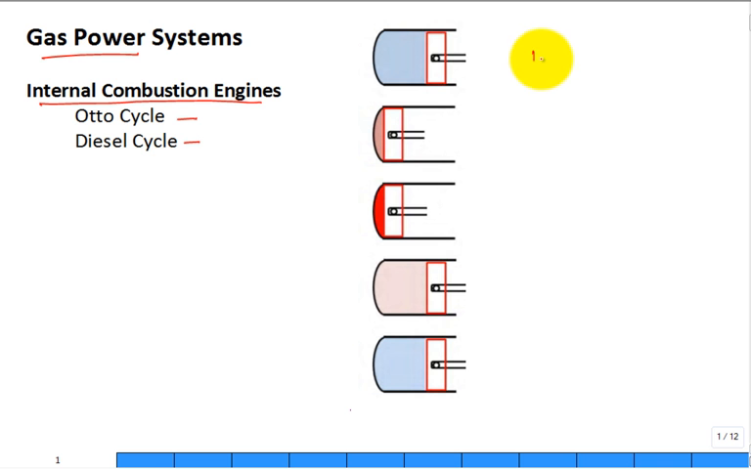Both of them are 4-stroke. And you analyze or make an analysis of the 4-stroke cycle engine really with just 2 strokes of compression and then the power stroke, and you replace the other 2 strokes with heat transfers.